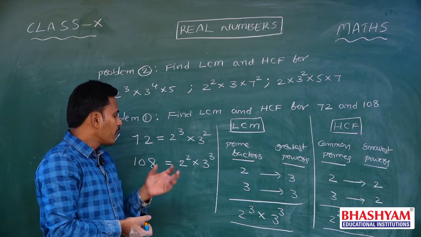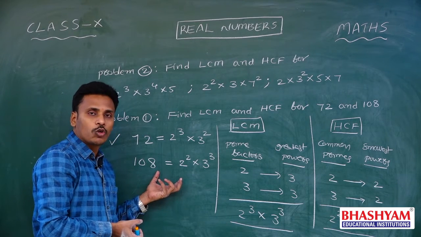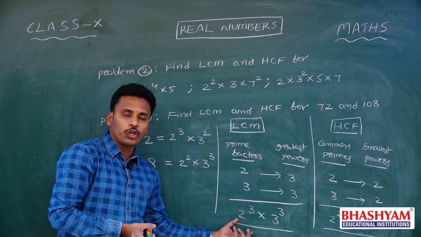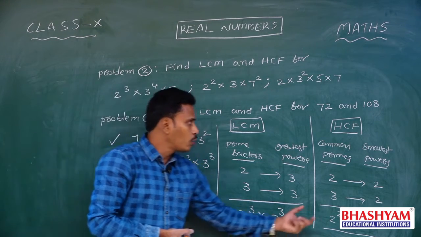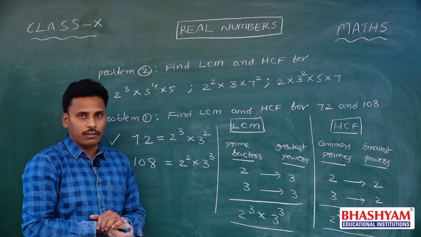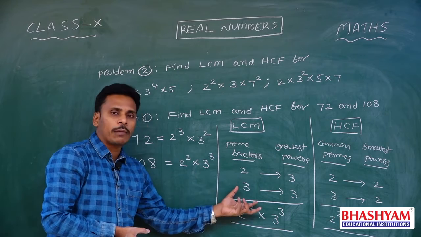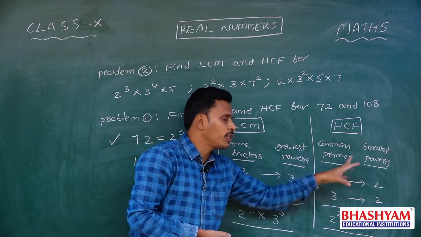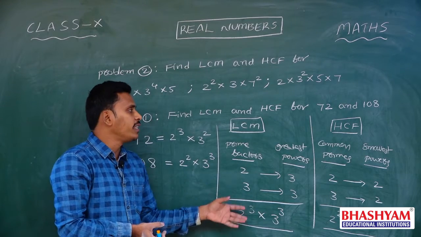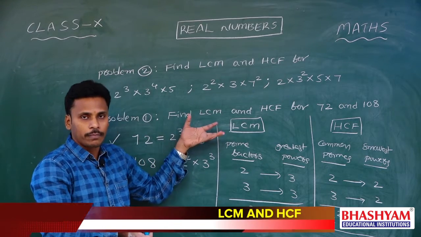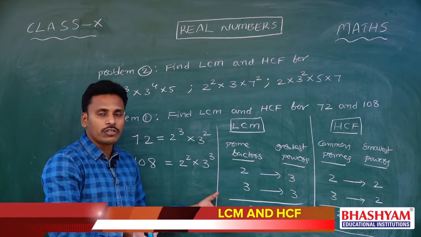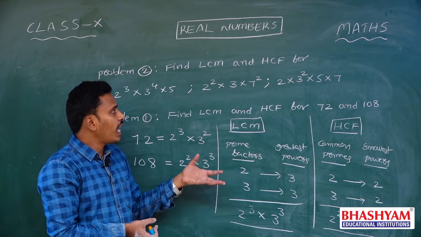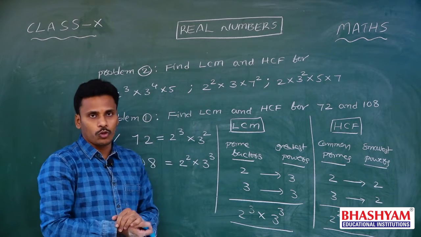And at the end, the LCM of the given numbers 72 and 108 is 2 cube into 3 cube, and 2 square into 3 square is the HCF. Just by identifying the prime factors with the greatest powers and the common primes with the smallest powers, I found the LCM and HCF for problem 1. And by applying the similar process, we need to calculate the LCM and HCF for problem 2.